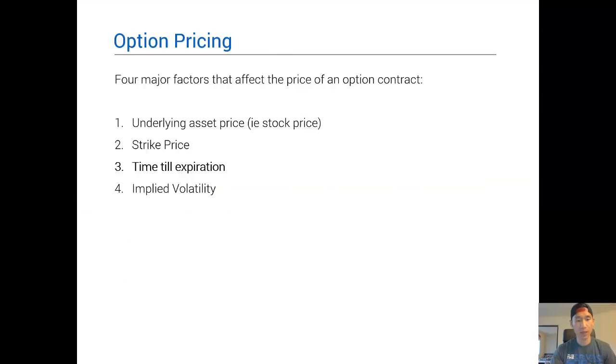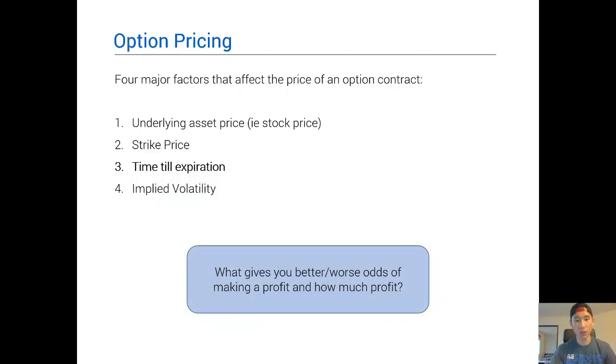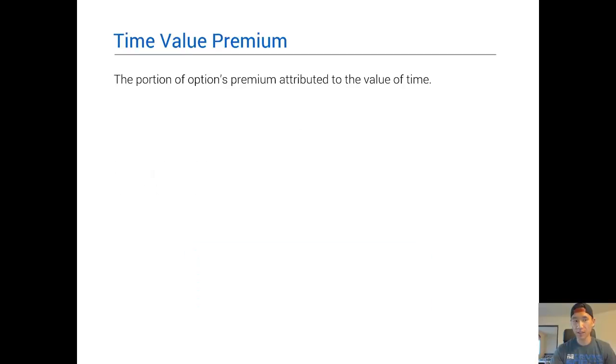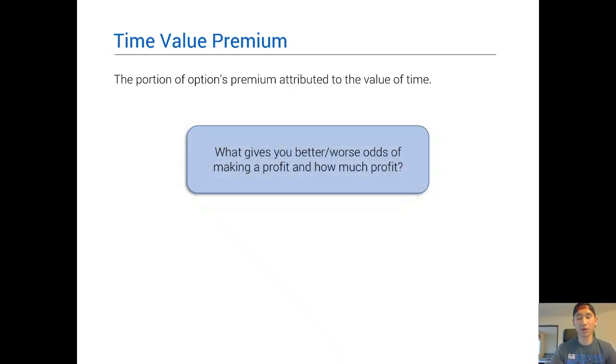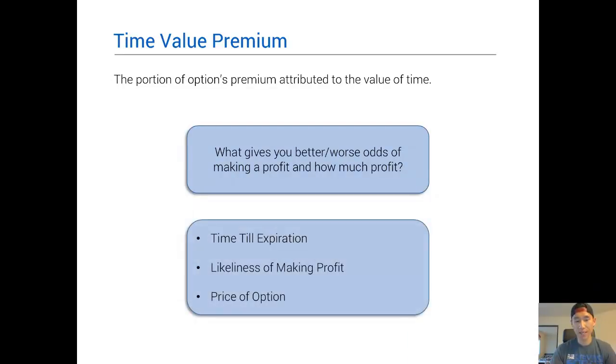In this video, I want to talk about the time to expiration. Remember, on option pricing, it relates to what gives you better or worse odds of making a profit and how much profit. And in this case, in regards to time value, which is a time value premium, it is a portion of the option's premium attributed to the value of time. So going back to whatever gives you better or worse odds or how much profit, in relation to the time value, as you increase your time to expiration, as you have more time in the option, the likeliness of making a profit also increases. Thus, the price of the option increases.